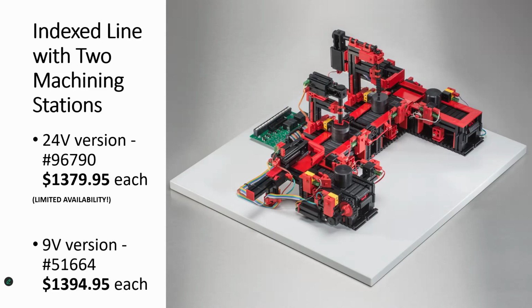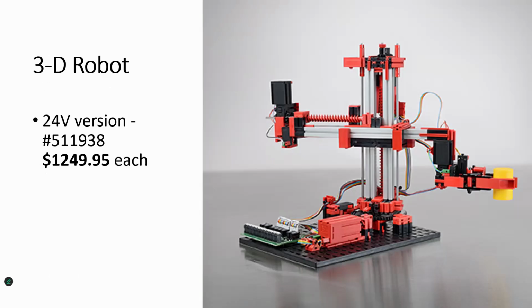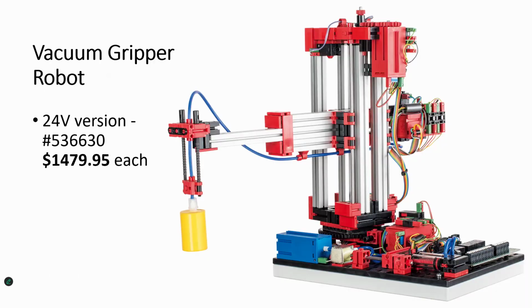The index line with 2 machining stations. This is a limited production model. So if it's something you're interested in, you might want to jump on these sooner than later. The 24-volt version is $1,379.95. The 9-volt version, which comes pre-wired to the TXT controllers, is $1,394.95. The 3D 3-axis robot, only available in the 24-volt version. It has a cost of $1,249.95. The vacuum gripper robot, also currently available only in a 24-volt version, $1,479.95.